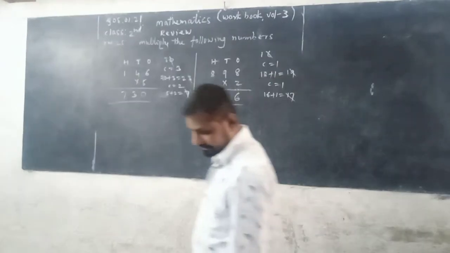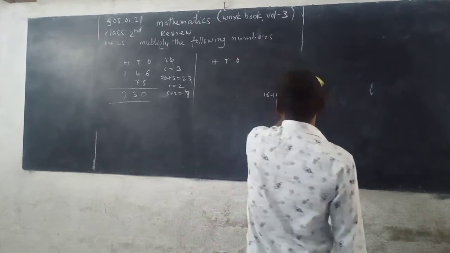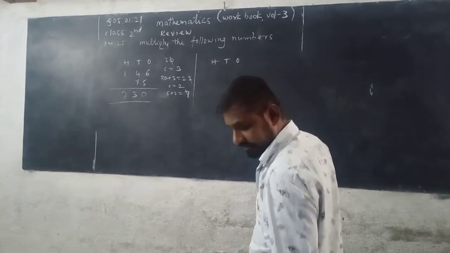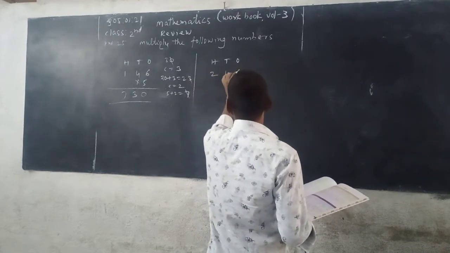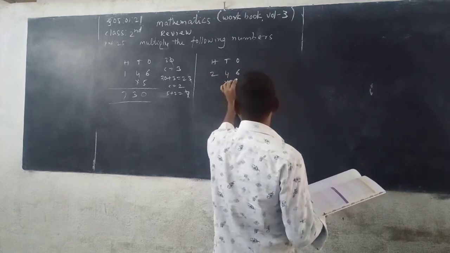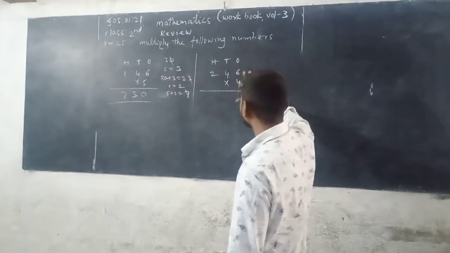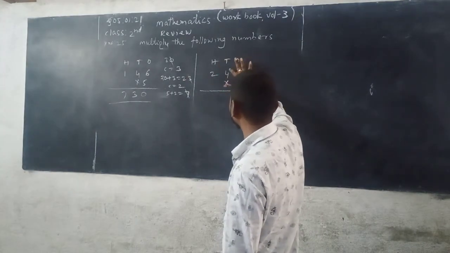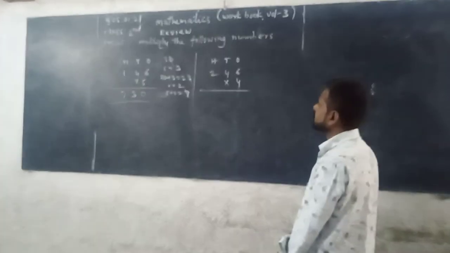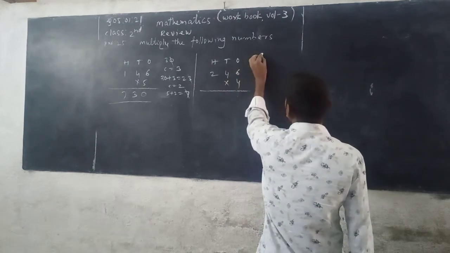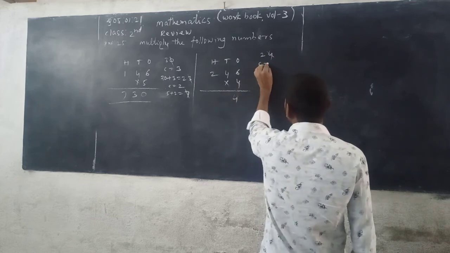Next one. 246 into 4. First, write the given number column-wise according to their places. This is the ones column, tens column, hundreds column. 6 is in the ones place, 4 is in the tens place, 2 is in the hundreds place. First we multiply the digits in the ones place. 6 with 4. 4 6s are 24. In it, 4 is taken and written down in the ones column of the product, and the remaining 2 is the carry.